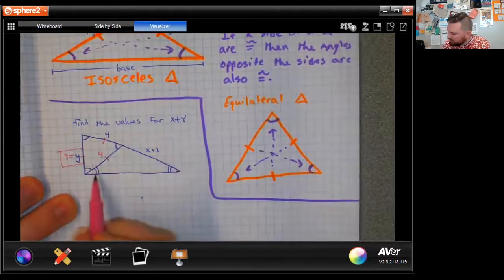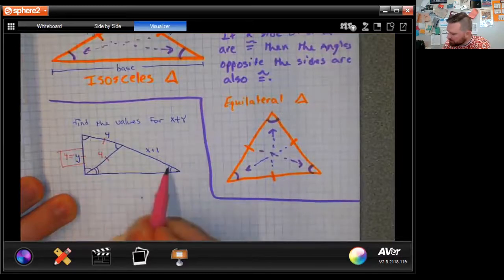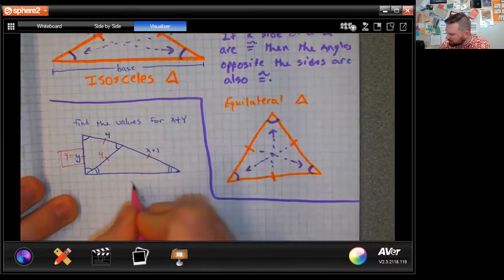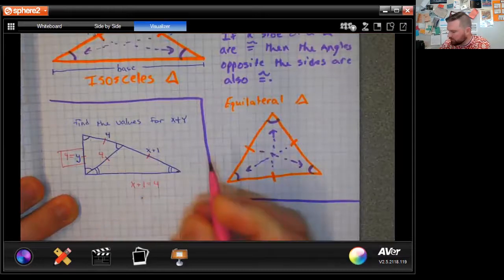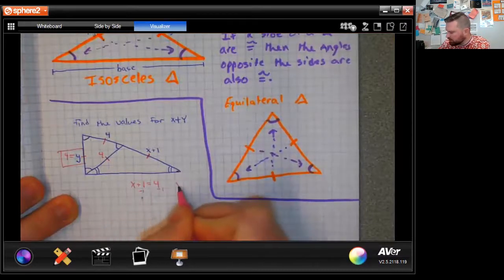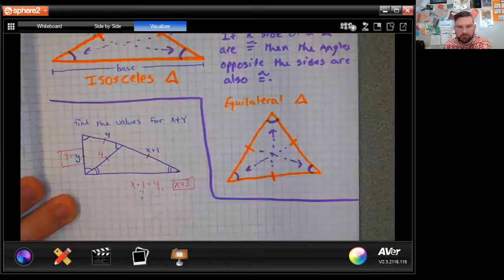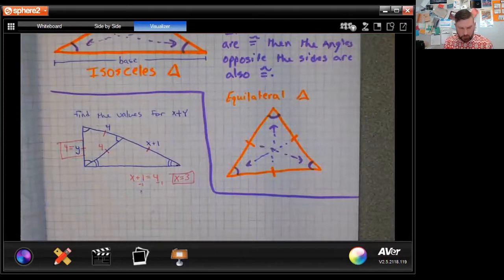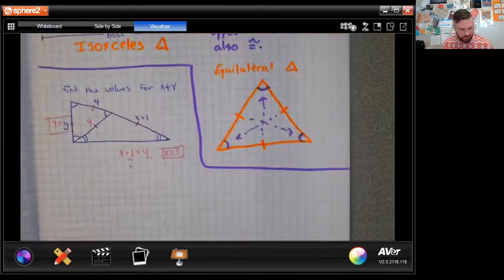Well, down here you have these two angles are congruent, therefore these two sides must be congruent. So that is also 4. So x plus 1 must also equal 4. Subtracting 1, x must be 3. Okay, so you have found x and y. Remember, if the angles are different, the sides are different. If the angles are the same, the side length must be the same as well. And we have a proof here to go along with it.